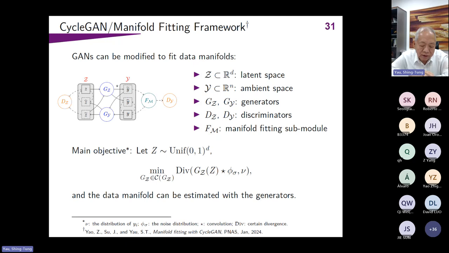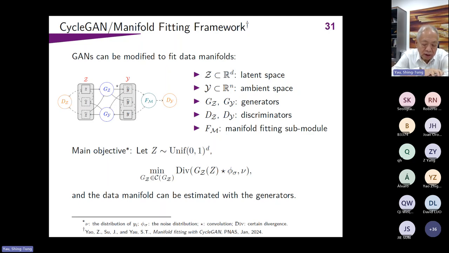We can control the dimension and distribution in space C. The overall target is to find generator GC, minimizing some divergence between the distribution of Y and the convolution of noise and the push forward of distribution in space D. That is, fit the target distribution manifold through a controllable low dimensional space. So what I just said is explained in this picture schematically.